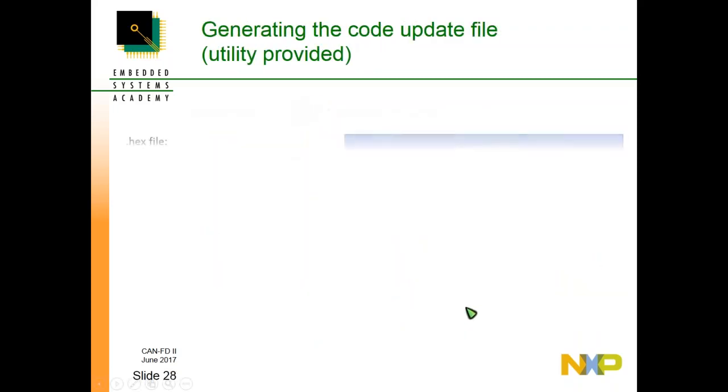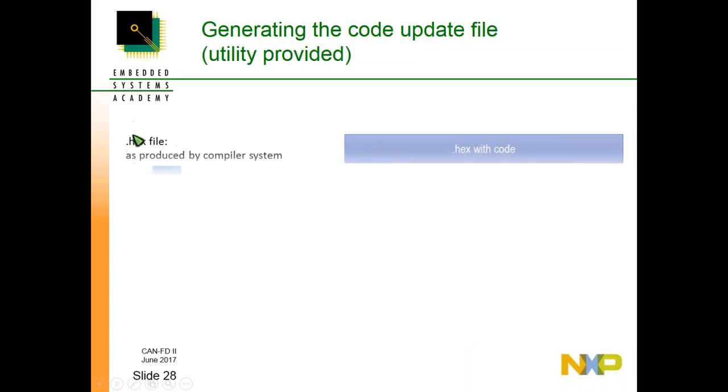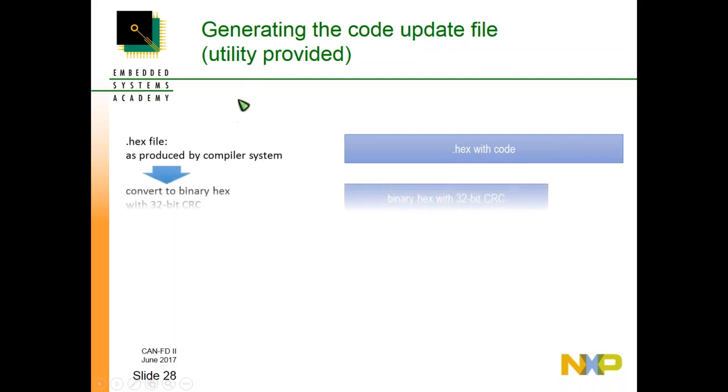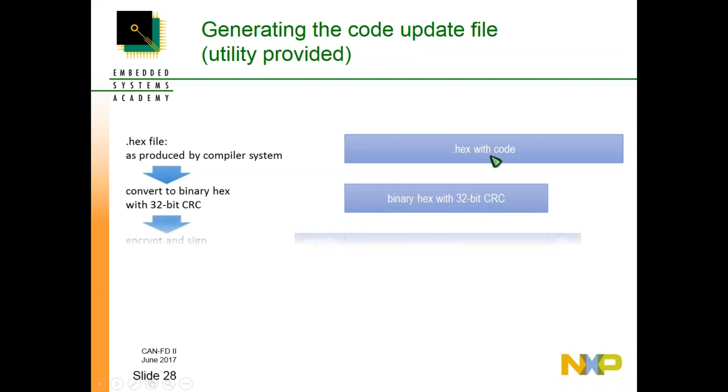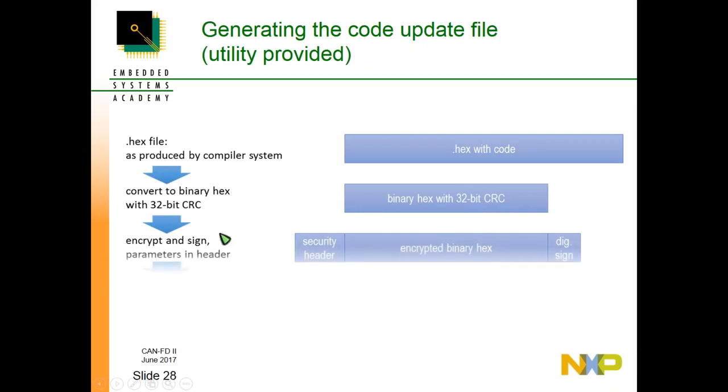Now, what do we need to do to update and generate the update file? Well, somewhere out of your compiler system, you get a hex file, and we provide you with a little utility that does all the conversions. So the first step is we generate a binary version of it, because this is in ASCII, it's just too big, so that it gets a little smaller, and add the 32-bit CRC.